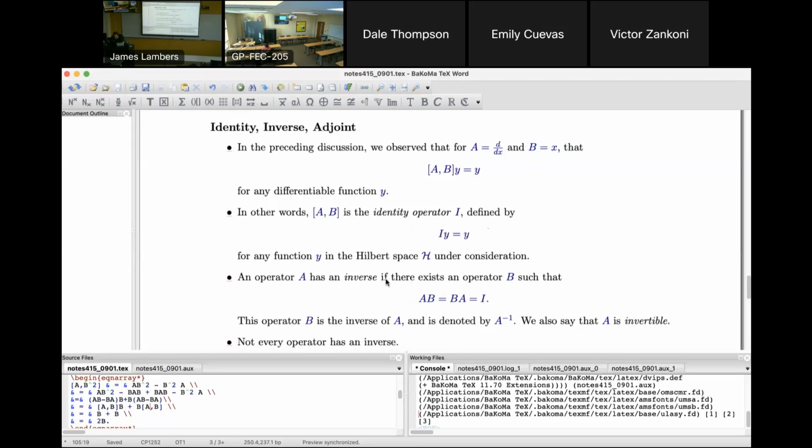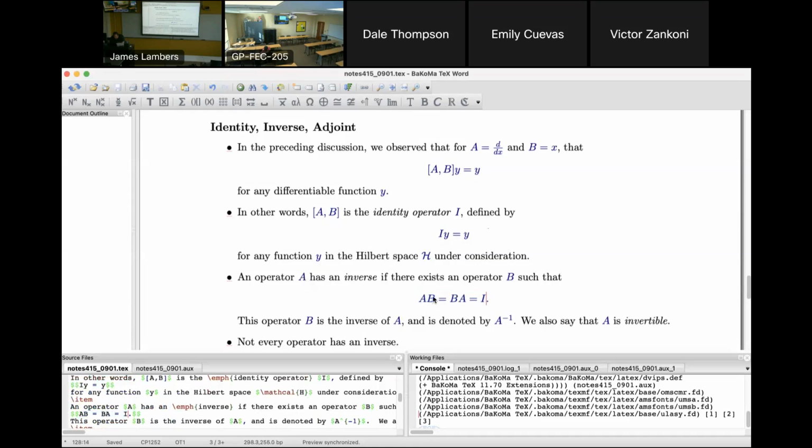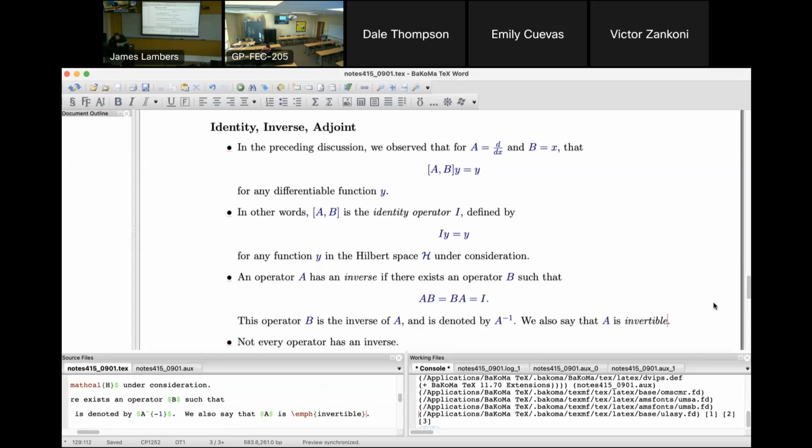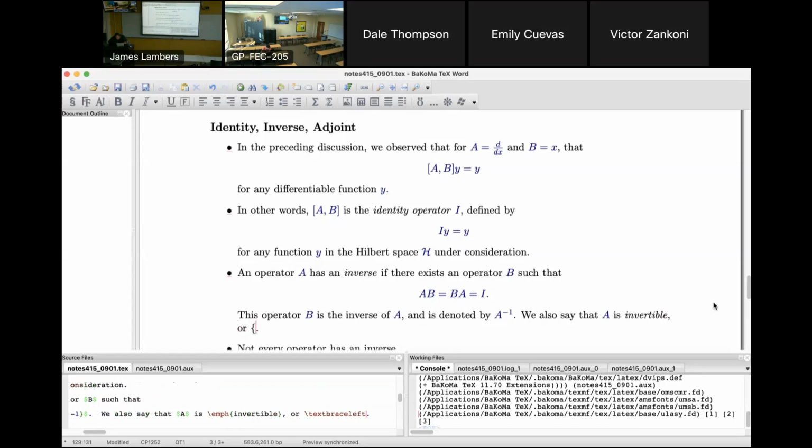That leads to the concept of an inverse. Given some operator A in the Hilbert space, if there exists an operator B such that A applied to B or B applied to A turns out to be the identity operator, then we say that B is the inverse of A. Just as not every matrix has an inverse, not every linear operator has an inverse. If it does, we say it's invertible.